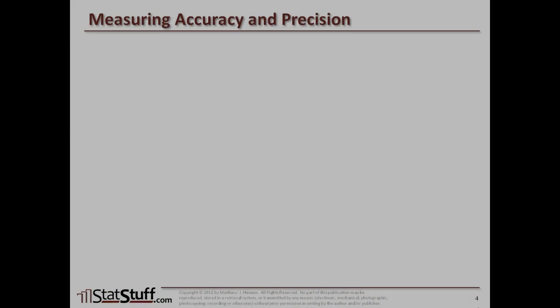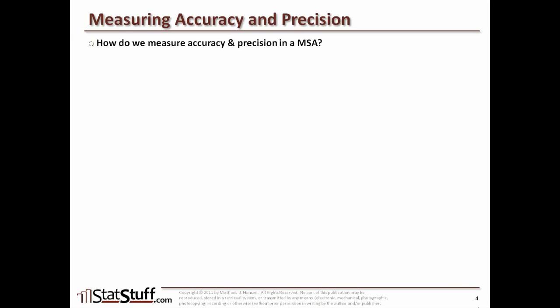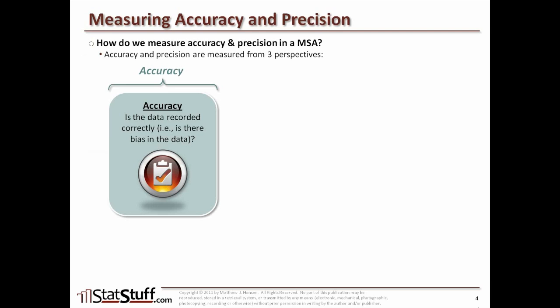So how is it that we measure accuracy and precision? When we talk about measuring accuracy and precision in an MSA, what we're really referring to is looking at accuracy and precision from three different perspectives. First of all, from an accuracy perspective, it's pretty straightforward to say that we're looking at the accuracy of the data.